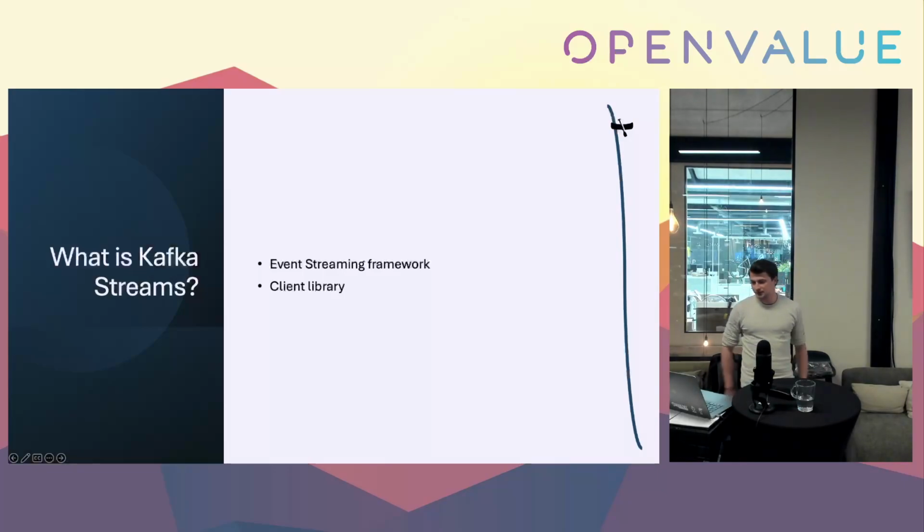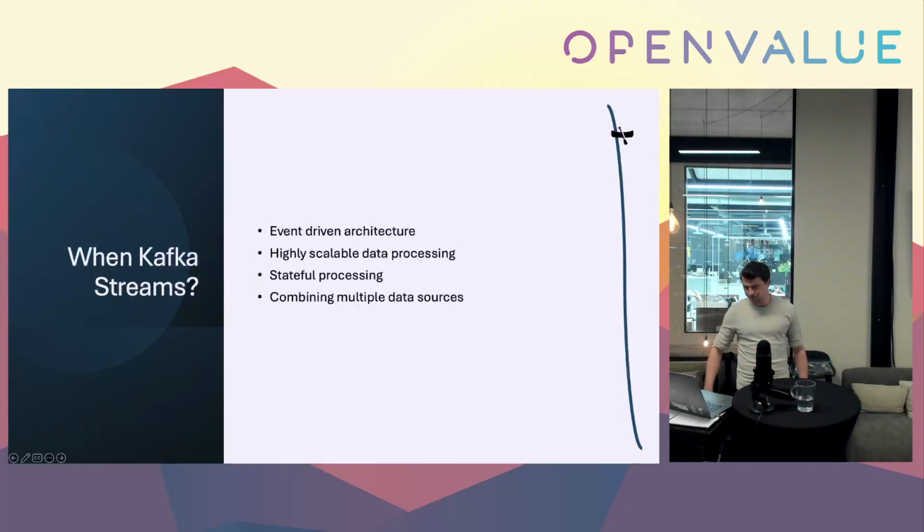Kafka Streams is an event streaming framework. So you can use it to make a streaming pipeline. And it's a client library. So it isn't on Kafka. It is really a library for your applications, where you can build applications that both consume data and produce it.